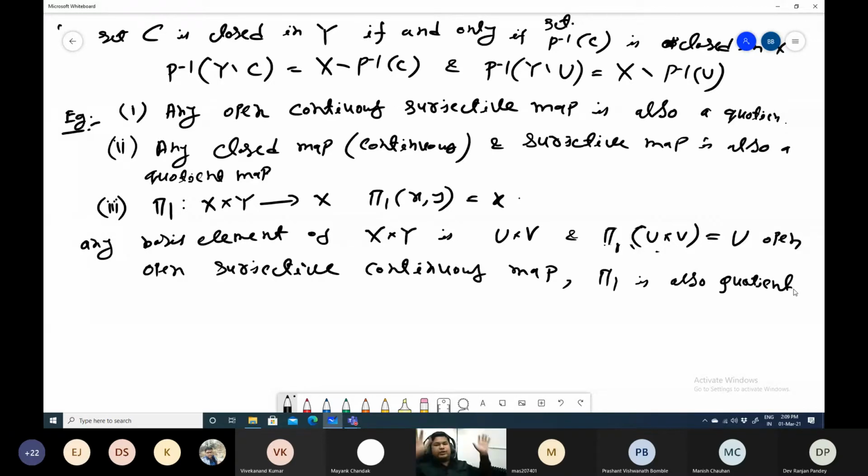Okay, so we know that if you have any open surjective map, it is a quotient map, and even a closed map is also a quotient map. Now what about the converse? If you have a quotient map, is it necessarily also an open map or closed map? Obviously the converse should not be true. Now can you give one example?